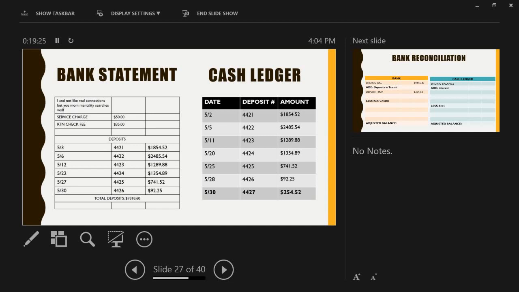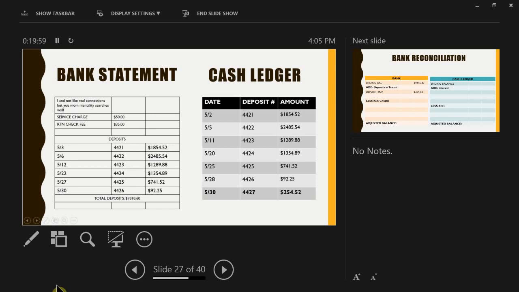This is my deposits. I'm going to verify which deposits actually went through in the bank. The dates don't matter because when you make your deposits, it takes time for the bank to clear it out. So here I'm going to look at my deposit slip numbers. I have 421, 422, 423, 424, 425, 426, and 427.